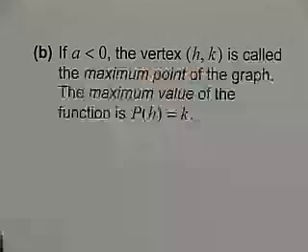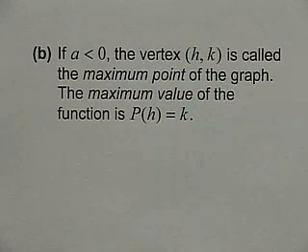Secondly, if a is less than 0, the vertex (h, k) is called the maximum point on the graph, and the maximum value of the function is given by p of h equals k. Let's take a look at an example that asks us to find some extreme values.